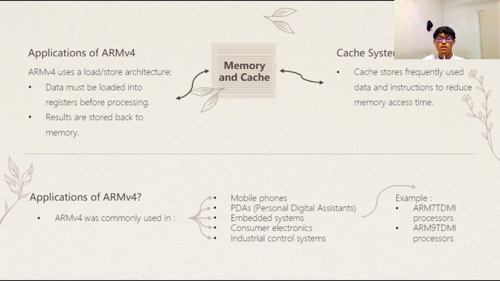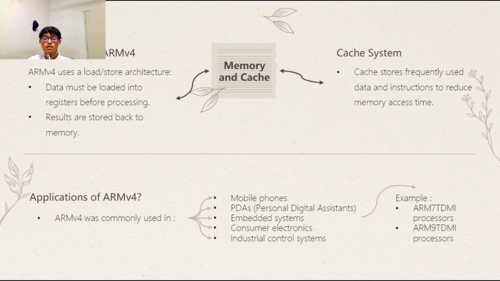Then the next one, the memory and cache. For the memory, ARMv4 uses a load and store architecture. This means data must first be loaded into registers before it can be processed. Then the next one, the cache system. The cache system stores frequently used data and instructions, which reduces access time and also improves overall processor performance.